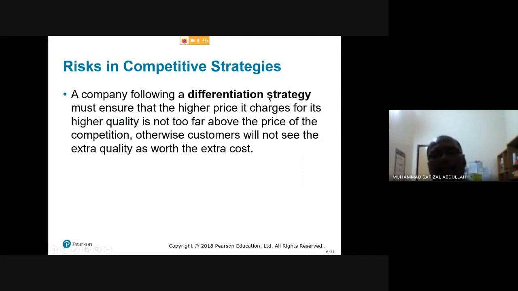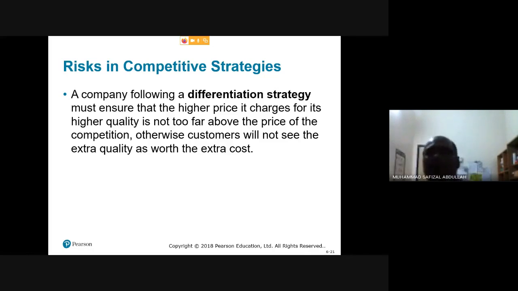Following a differentiation strategy. What is a differentiation strategy? You are selling based on uniqueness, you are competing based on uniqueness. A company following a differentiation strategy must ensure that the higher price it charges for its higher quality is not too far above the price of the competition. Otherwise, customers will not see the extra quality as worth the extra cost. So let's say you claim, no problem, I can sell higher than the market price because I am following a differentiation strategy.